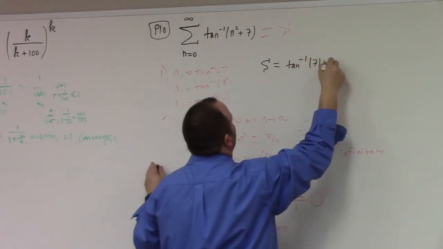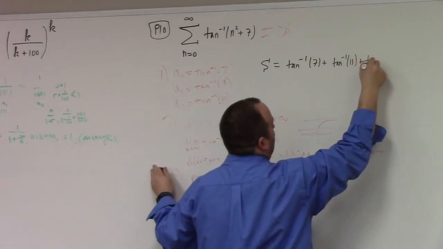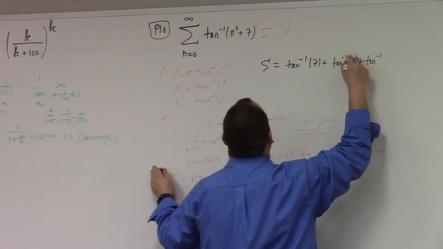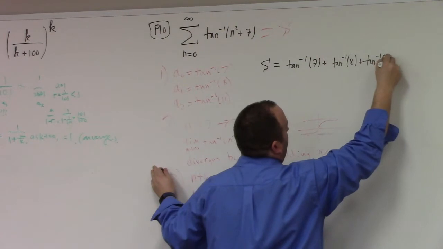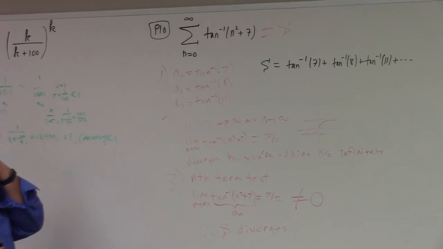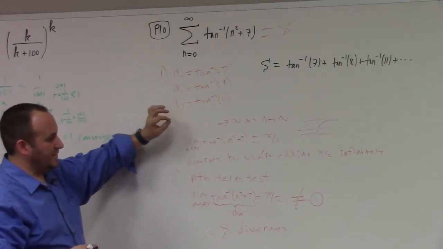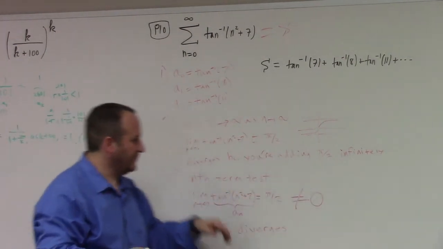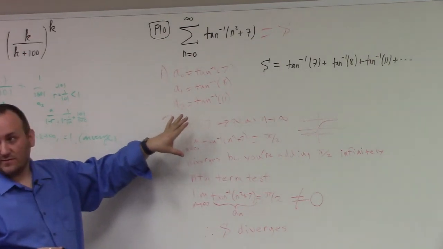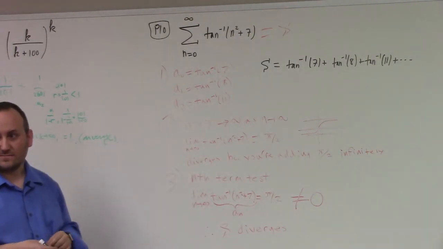Inverse tangent of 7 plus inverse tangent of, what is it? 11 plus inverse tangent of 8. I went straight from 0 to 2. So that's the first 3 terms. And what it says here, I know you may not be able to read it, but it's not their fault. It's just marker. As n goes to infinity, inverse tangent of n squared plus 7 goes to pi over 2. Therefore, this is a divergent series by the nth term test.